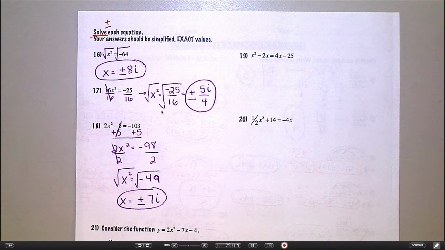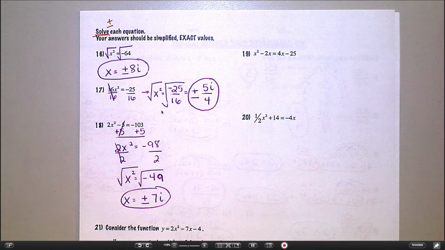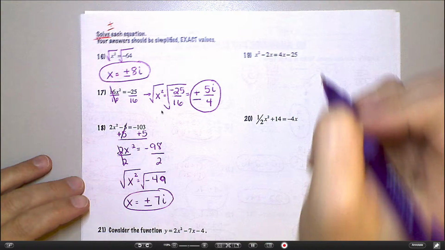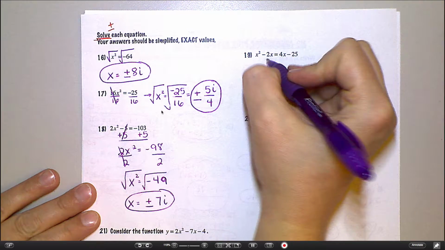Okay, so now when we get to 19 and 20, these ones are a little different. These ones do have an x and an x squared in them, so I am going to have to use quadratic formula. Excuse me. So before I can use quadratic formula, I need everything moved to one side. I'm going to do this all in one step and hope that it doesn't confuse you.